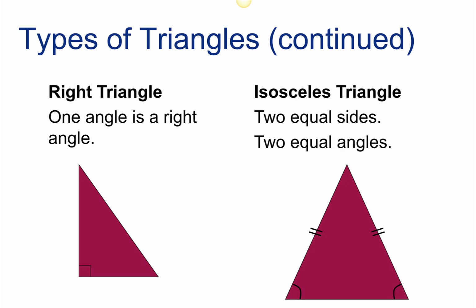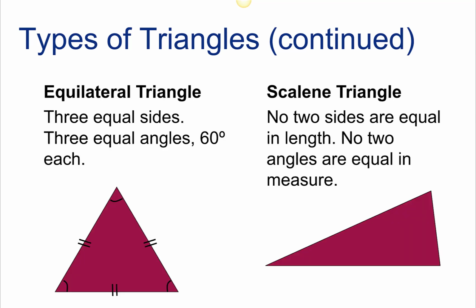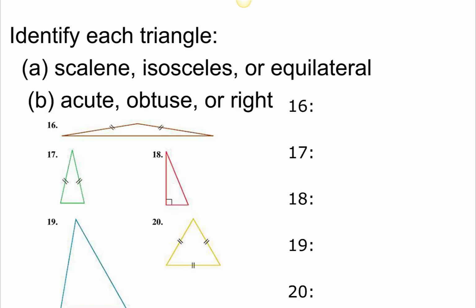In an isosceles, now we're going to deal with the lengths of the sides. We have 2 equal sides in an isosceles and also 2 equal angles. Equilateral has 3 equal sides and 3 equal angles. And a scalene, no 2 sides are equal, no 2 angles are equal in measure.